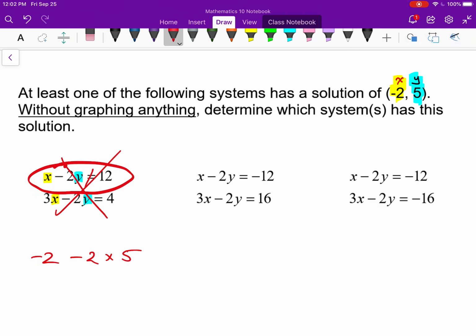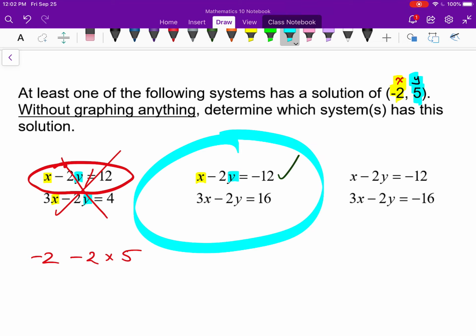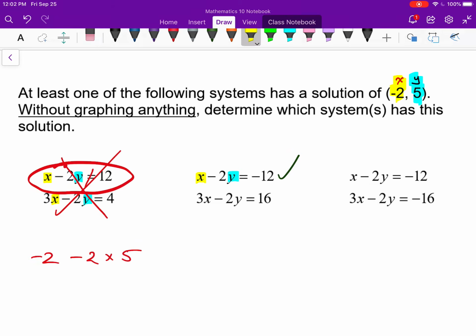However, what I just did does equal negative 12. For example, what you see right here is the exact same thing I just did, but now it equals negative 12. So this might be the solution to this system right here. What I do now know is that negative 2, 5 does go through the line x minus 2y equals negative 12. But do both lines go through there? So let me check by going to the second equation.